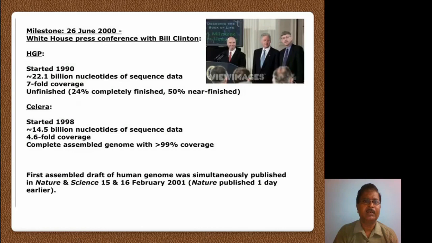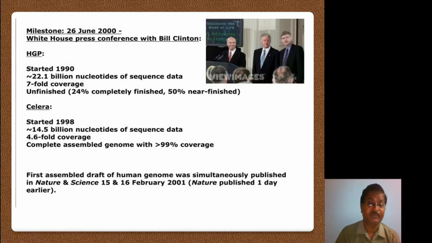The year 2000 was the milestone when the work on HGP was completed. On 26th June 2000, in a White House press conference, the former president of the USA, Bill Clinton, met the press regarding this HGP. HGP started in 1990. Approximately 22.1 billion nucleotides of sequence data were sequenced. Sevenfold coverage was done. Of this, 24% was completely finished and 50% near finished.